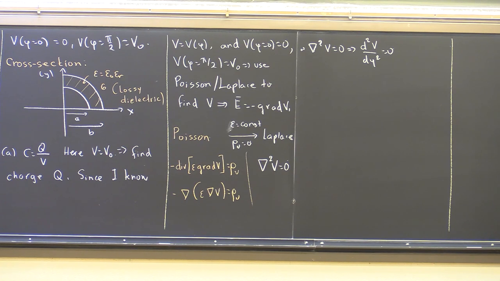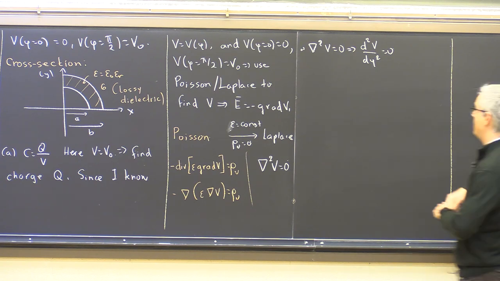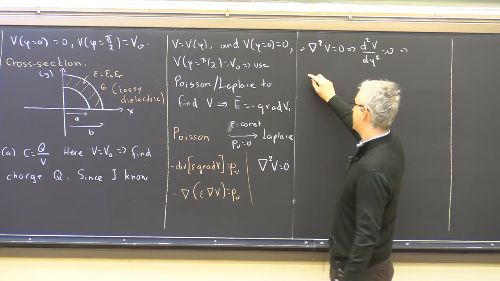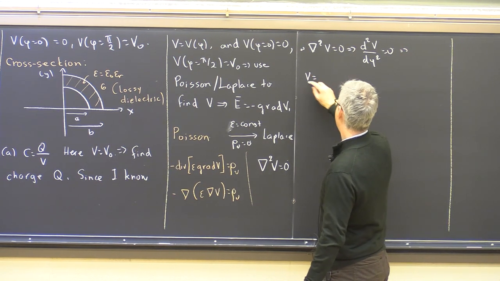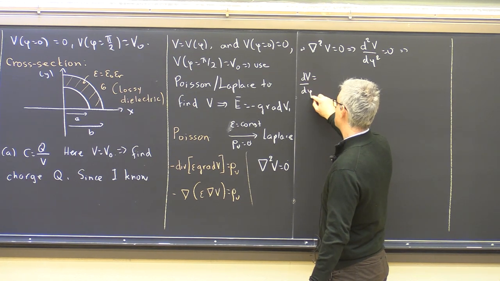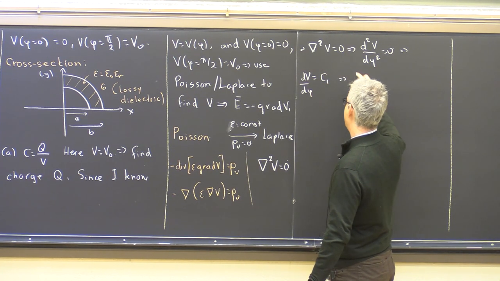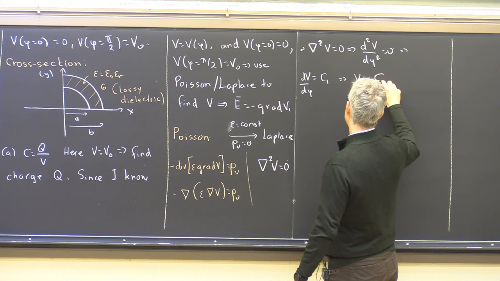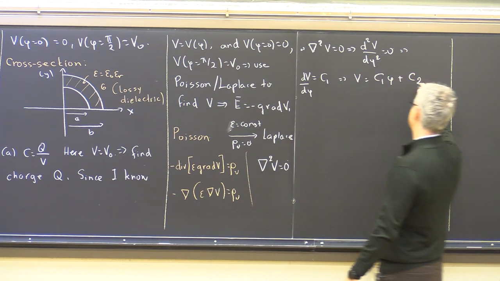So therefore, I go to the eighth sheet, I see d over dr, d over dz, all these will go to zero. All these will go to zero. And therefore, this reduces only to d squared V over d phi squared. I integrate once. I have that dV over d phi has to be equal to a constant. I integrate twice. V is equal to c1 phi plus c2.